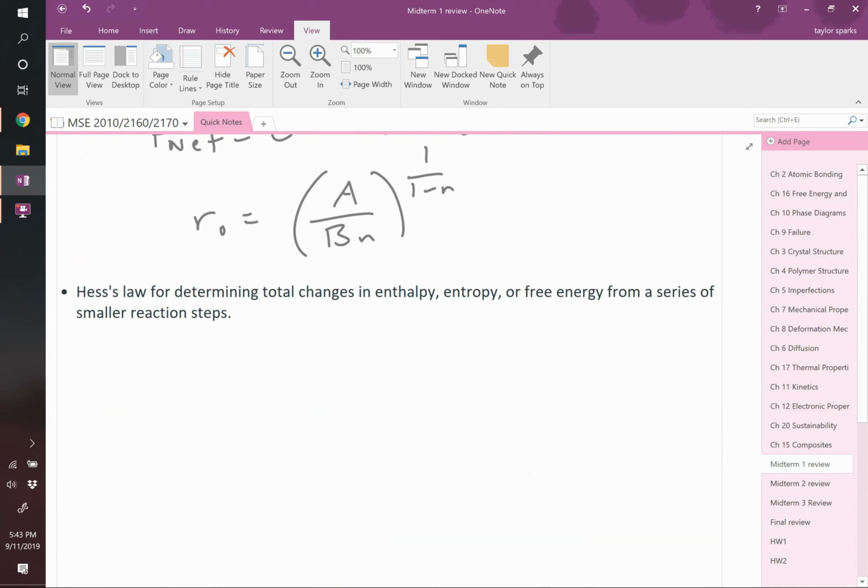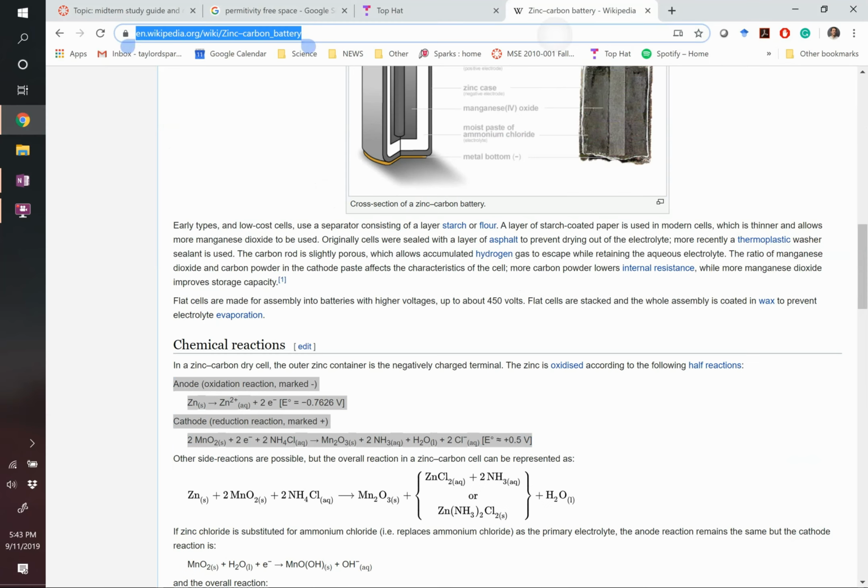The total change in energy is the same regardless of how you got there. Yep. The total change in either energy, enthalpy, or entropy for whatever reaction you want, if you could break that reaction up into a series of smaller sub-reactions, it's the same. If you add those up, it's the same as doing it in one step. So I think the Wikipedia page has a pretty good entry on this.